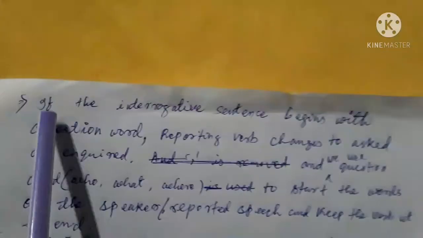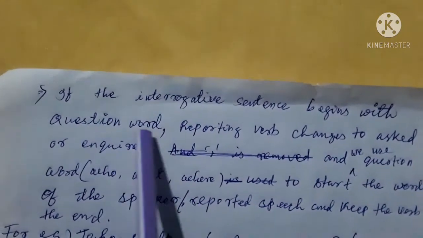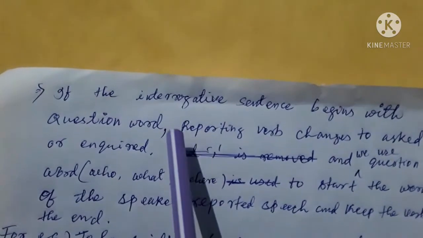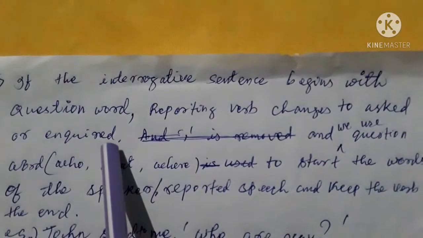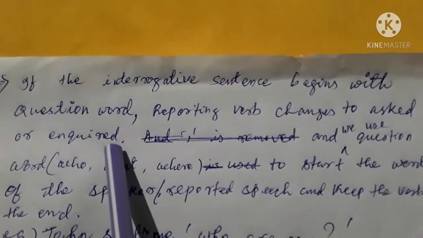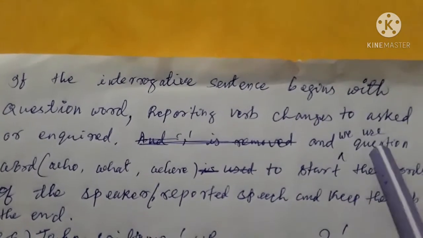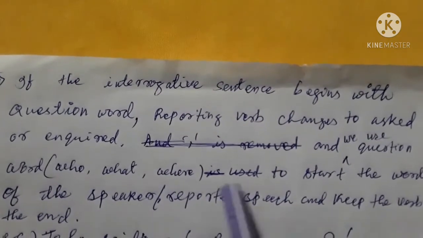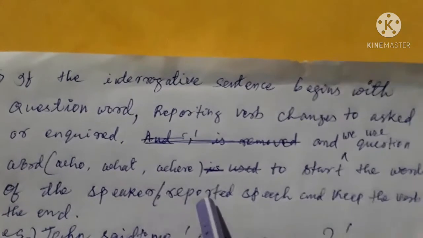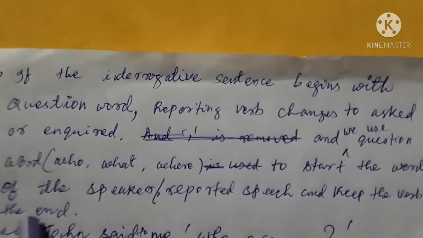Okay. Now, if the interrogative sentence begins with a question word like who, what, where, the reporting verb changes to asked or inquired, like in the question beginning with an auxiliary verb. And we also use the question word who, what, where to start the words of the speaker, or the reported speech, and keep the verb at the end.